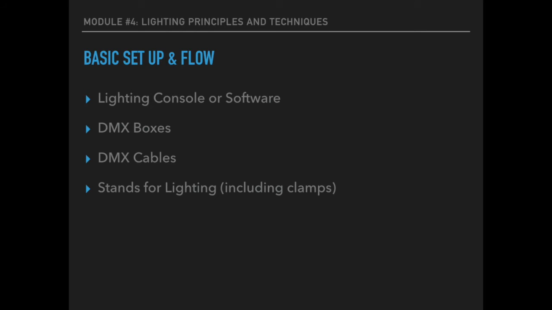Next, we need to talk about the basic setup and flow of your lighting system. First, it starts with the console or software where you are sending the signal, then through the DMX box, which is converting that signal over, and then through DMX cables sent directly to the stands for the lighting, where it is all plugged in, where they have the ability to hang off of the truss and things like that. But it's pretty simple. You've got the board or the console, then the DMX box, and the cables, and then the lights themselves.